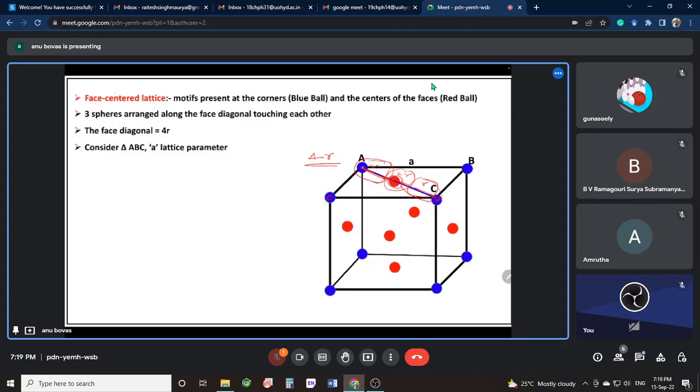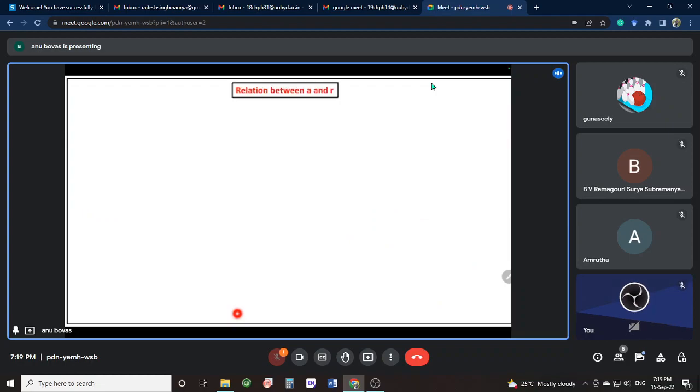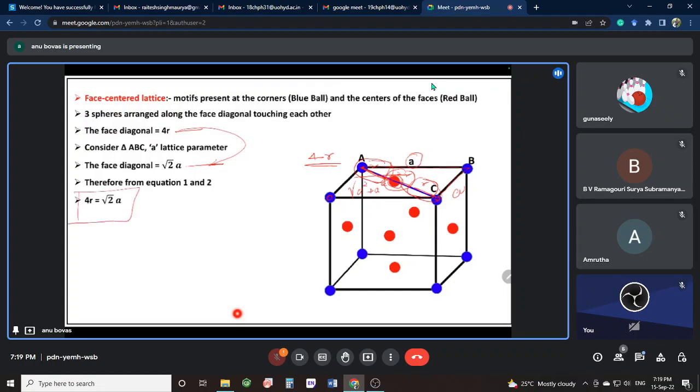Now we can consider this as a triangle ABC, and a is given as the lattice parameter. In a cubic system, if AB is a, and BC is a, then what will be AC? AC will be the square root of a square plus a square, so it will be root 2a. So from this equation and this equation, we can find that 4r equal to root 2a. Now we have got the relation between r and a.